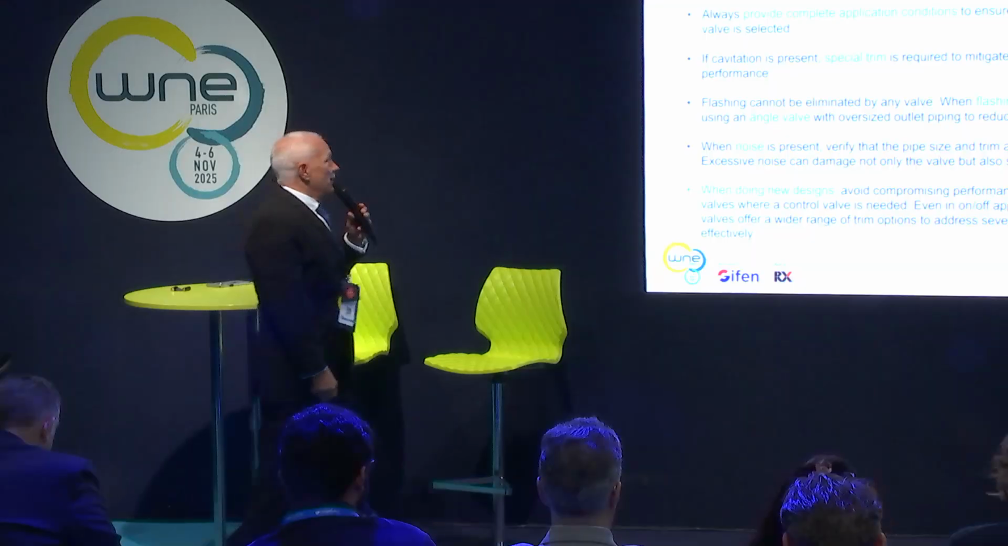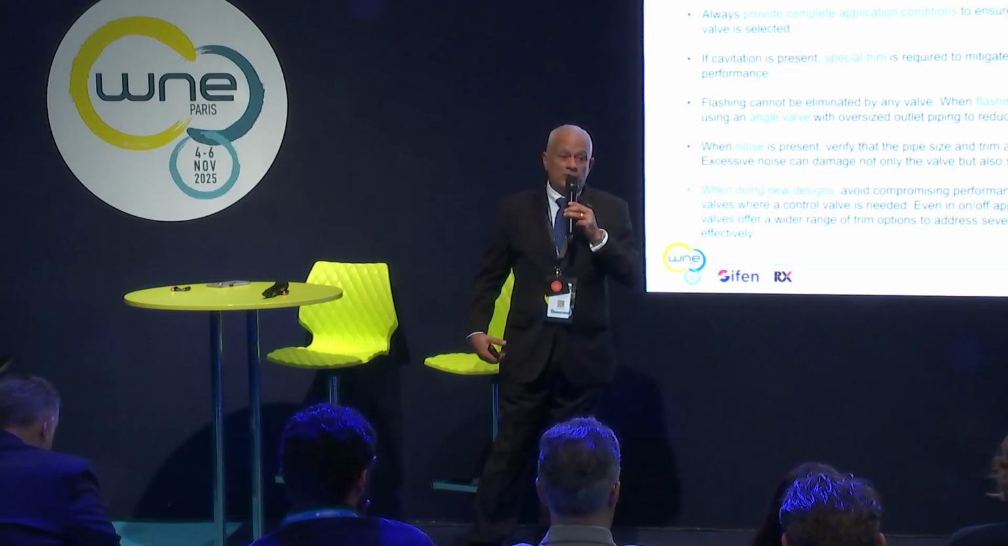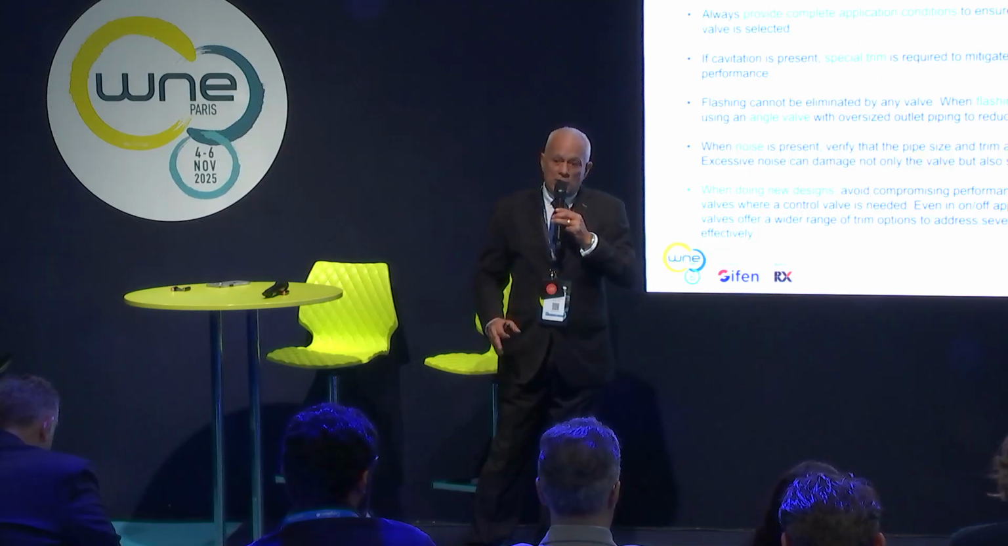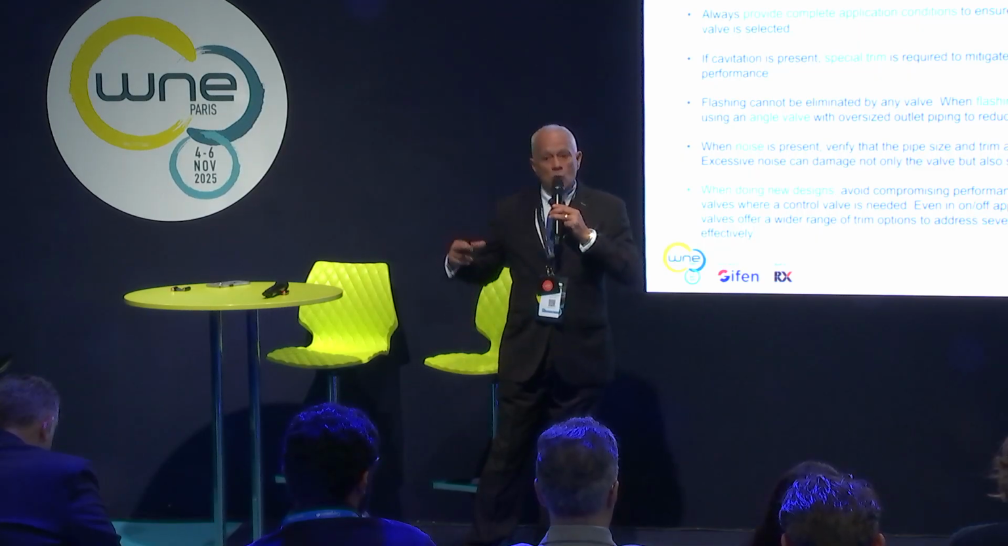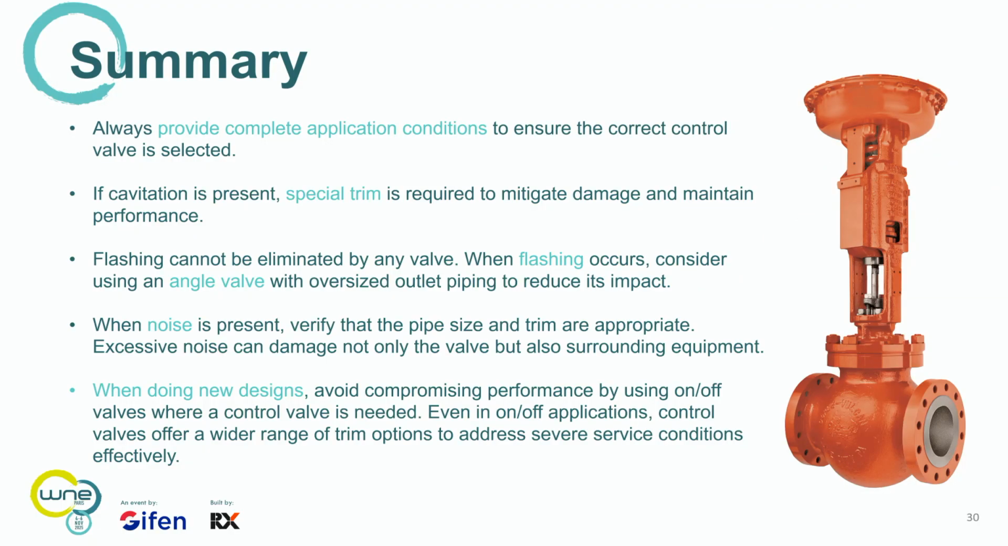Okay? If cavitation is present, always use cavitation control trim. All right? Flashing cannot be eliminated. If there's flashing in an application, you want to try to use an angle valve where possible. You want to use a larger outlet on the valve. When noise is present, verify the pipe size and trim are appropriate. Sometimes people cut corners and say, oh man, I can do this in an 8-inch pipe instead of a 10-inch pipe. You're just going to end up with problems down the road when you do things like that.